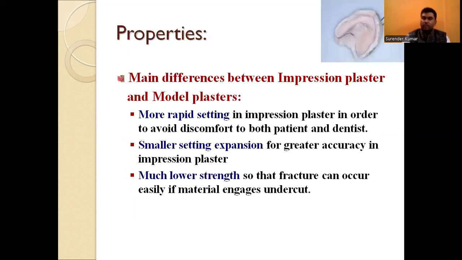Properties: the main difference between impression plaster and model plaster is more rapid setting in the impression plaster, in order to avoid discomfort to both patient and dentist. This is very important, because otherwise, if it is long, then the patient will be in discomfort. Smaller setting expansion for greater accuracy in impression plaster. This is very important for an impression material. We don't want higher expansion. Also much lower strength, so that fracture can occur easily if the material engages with an angle.